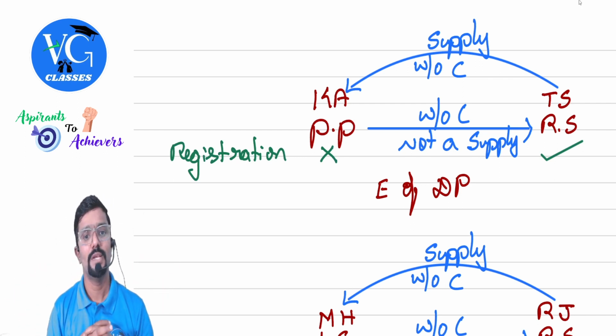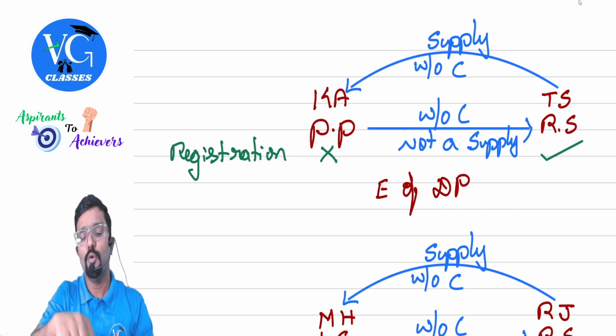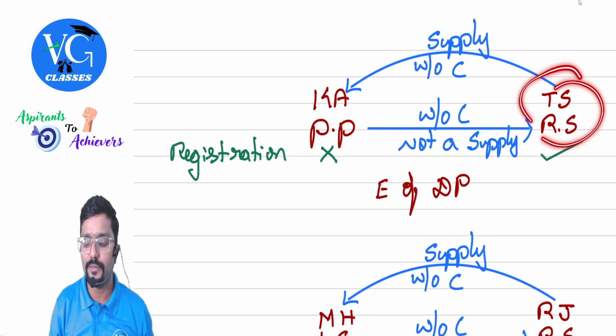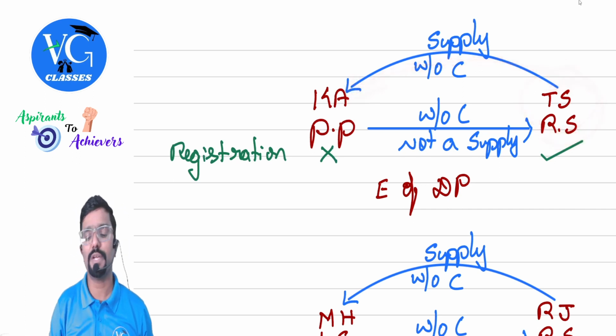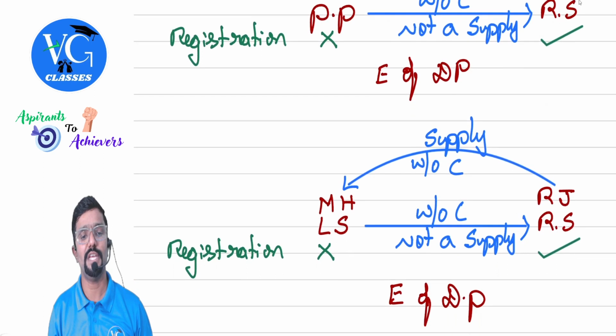Yes. So in Karnataka you have a petrol pump and in Telangana a repair shop. Repair service is covered under GST, so registration has to be taken. If there is any movement of goods or service from here to this branch, even without consideration, it is a supply. What about this, sir? No, it will not be a supply because petrol is outside GST.